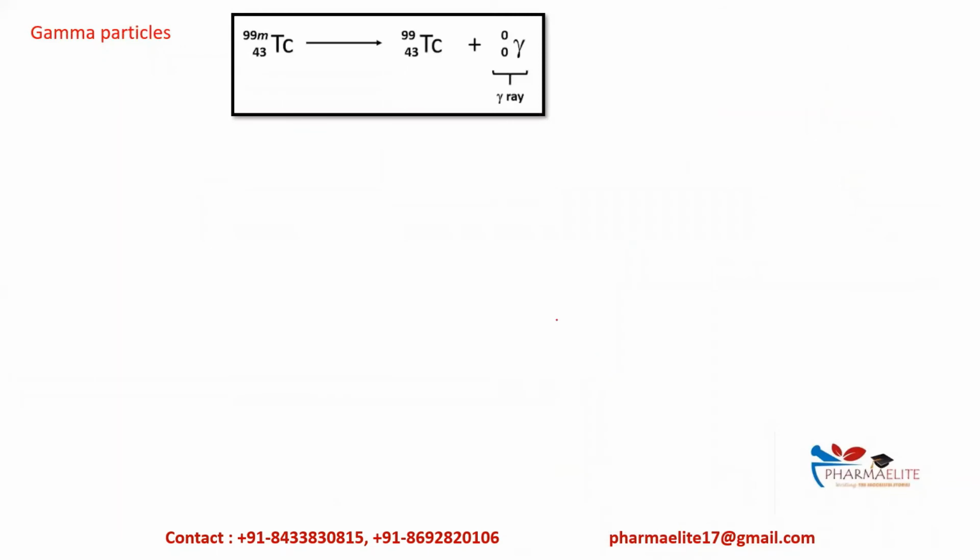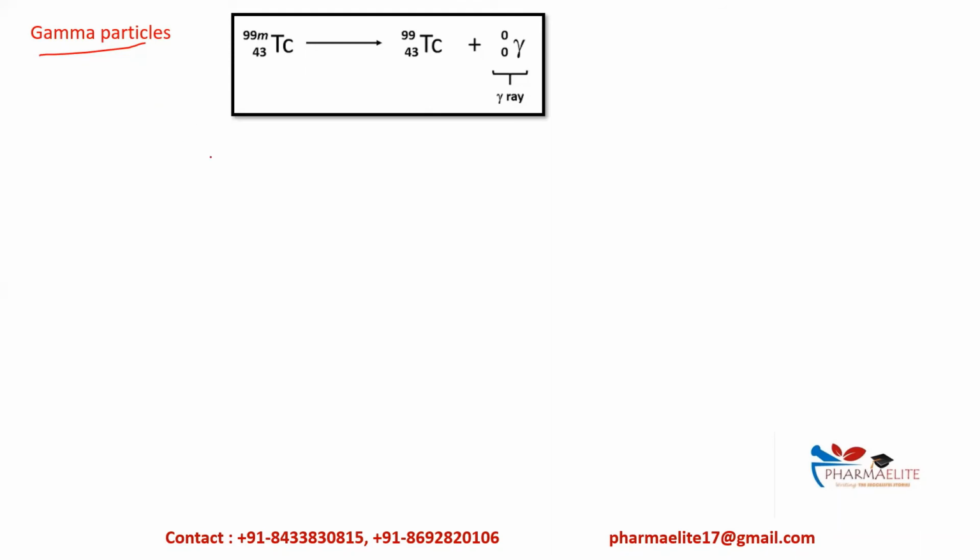Then gamma particles. Gamma particles are released when gamma decay occurs. Gamma decay is not an independent event like alpha or beta decay. It will be accompanied by another decay event. If an atom has undergone alpha decay or beta decay, and still does not have a stable nucleus, then it will undergo gamma decay. Whenever there is a metastable, that is a partially excited atom, at that time it will undergo gamma decay.